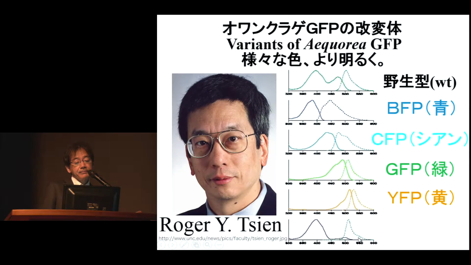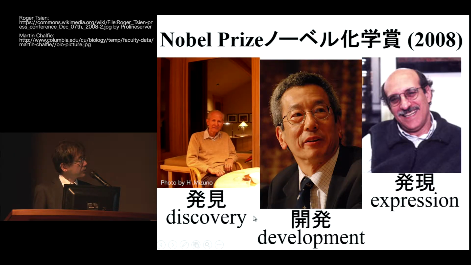Also, mutagenesis studies have produced several GFP mutants of different colors: compared to wild type, blue, cyan, green, and yellow. This was done by Dr. Roger Tsien at UC San Diego. And as you know, these 3 people won the Nobel Prize in Chemistry in 2008.